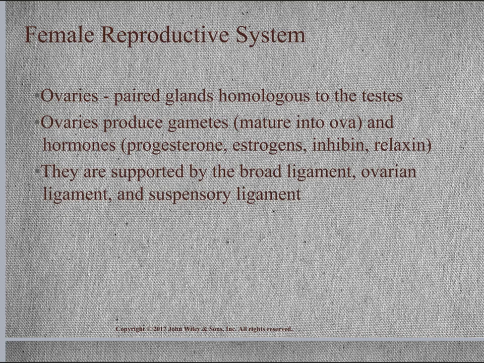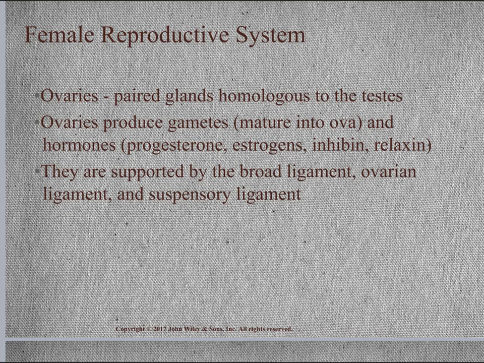So we started with the testes in males. We now are at the ovaries. Now, let's talk about what they are. They are paired glands. They are homologous to the testes. In size and shape, they're about the size of an almond. Yes, an almond. So next time you have an almond in your hand, hold it up, look to your friend to the right and say, these are my ovaries.